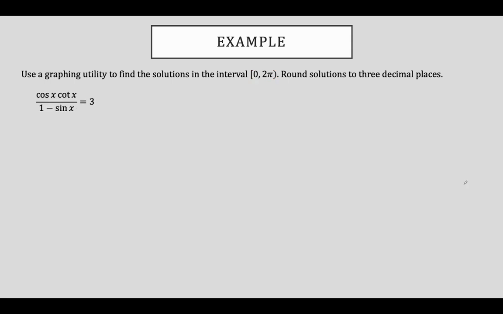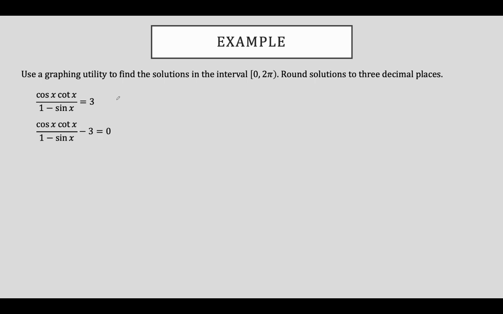Use a graphing utility to find the solutions in the interval 0 to 2 pi. Round your solutions to 3 decimal places. Here we have cosine x times cotangent x, all divided by 1 minus sine x is equal to 3. Well, again, whenever we're solving using a calculator, the easiest way to do it is to set the equation equal to 0, because then the solutions will be the x-intercepts. So we subtract 3 from both sides of the equation.